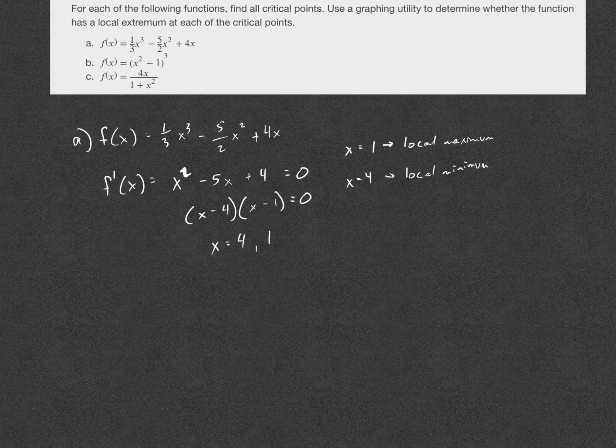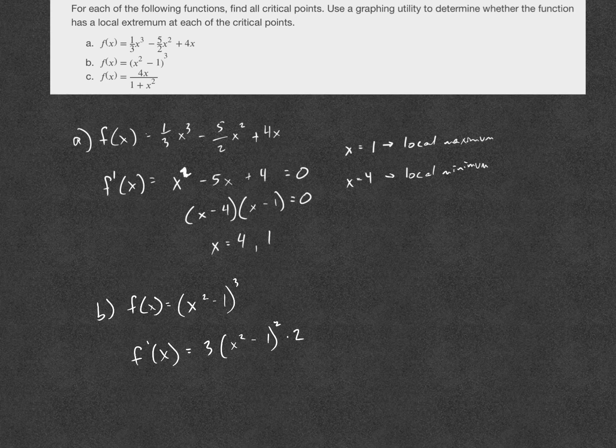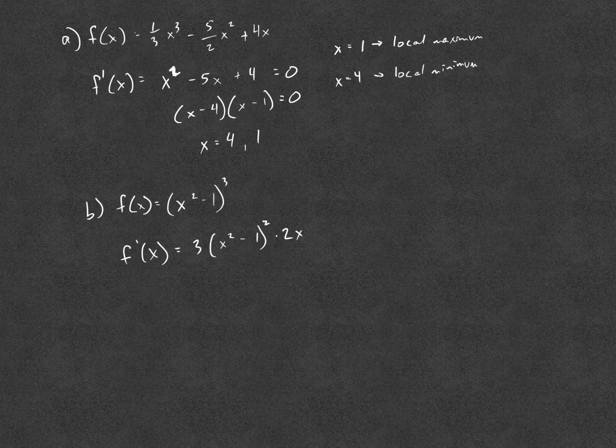Moving on to b, I want to take the derivative of that function first, but let me write it down. f of x is x squared minus 1, all of that to the third power. So the derivative, bring the exponent down, keep the inside the same. I'm using the chain rule. Subtract 1 from the exponent and multiply by the derivative of the inside. Okay, so we'll set that equal to 0.